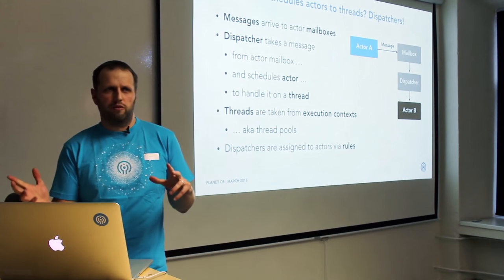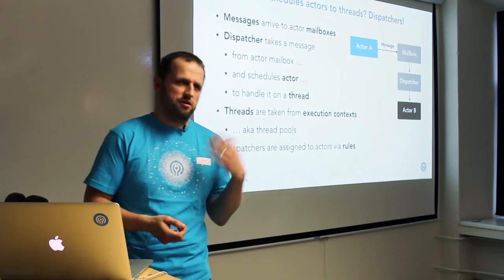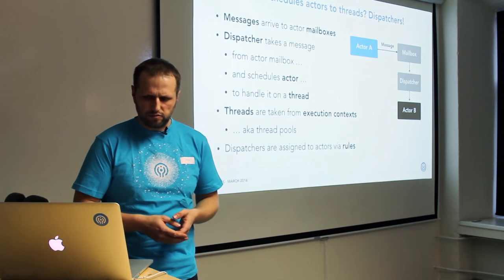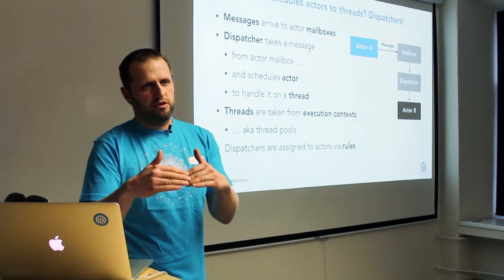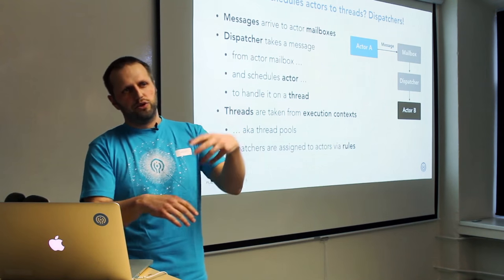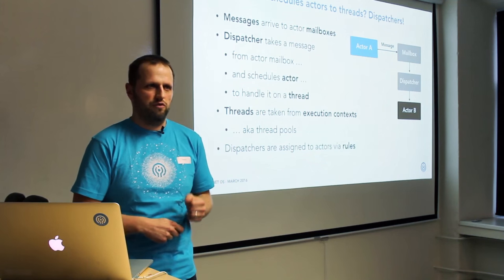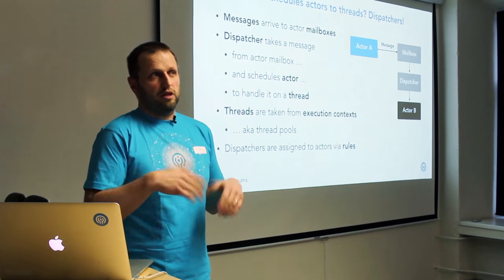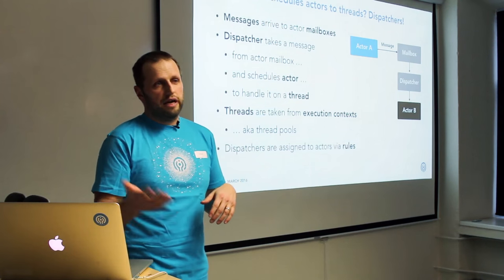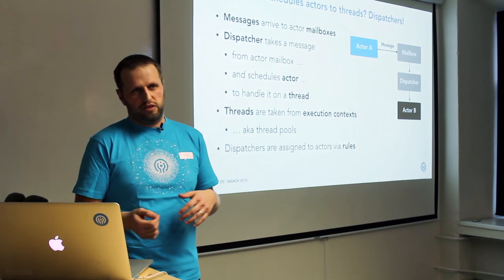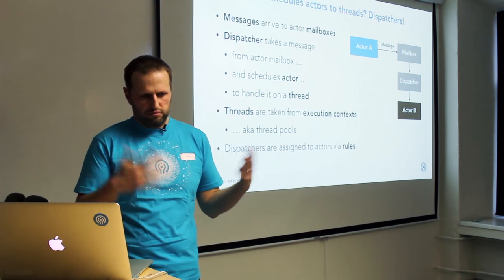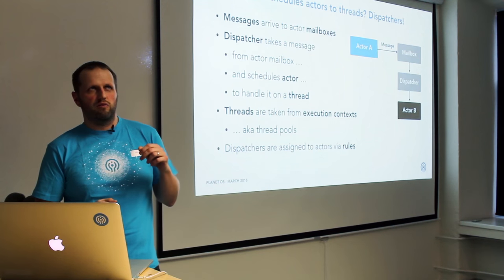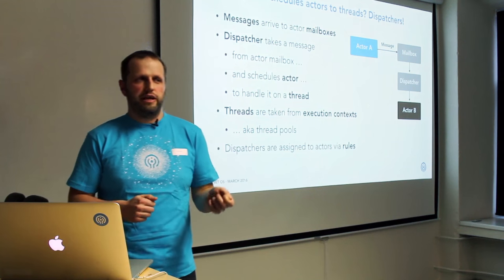And you can configure those based on the actor paths and various other properties, either from a static configuration, or you can even change it while the code is running. But then the dispatcher schedules the actor to be run on a thread and then delivers the message to the receive function of the actor. Then, of course, when the thread is free to run, the actor can run on that thread and process this message. And then the dispatcher takes the next message and so on. So this is the way that the actors and threads are decoupled.